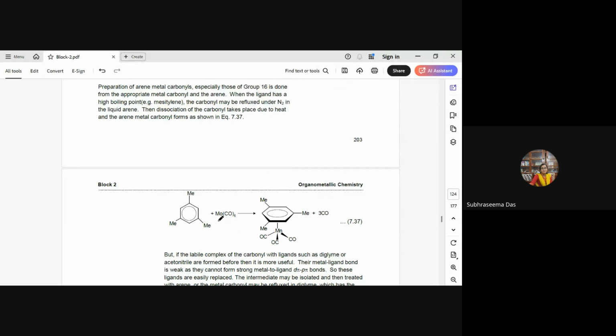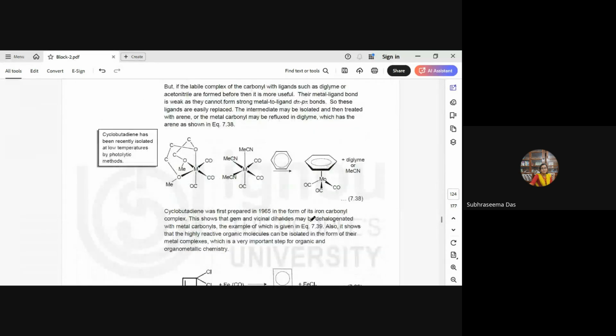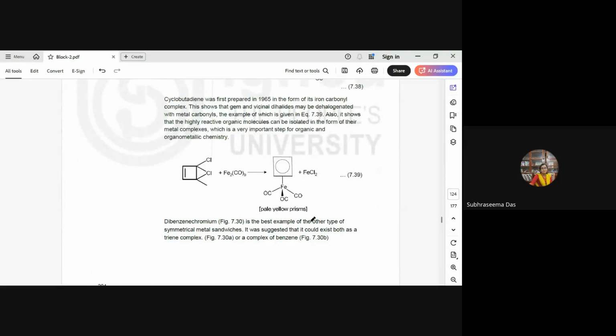So here the metal carbonyl, for Mo(CO)6, it has been done here, and then the particular complex or the ligand has been formed. Cyclobutadiene was first prepared in the form of its iron carbonyl complex. So this Fe2(CO)9 was used to prepare the cyclobutadiene. The reactive cyclobutadiene is highly used in organic chemistry.